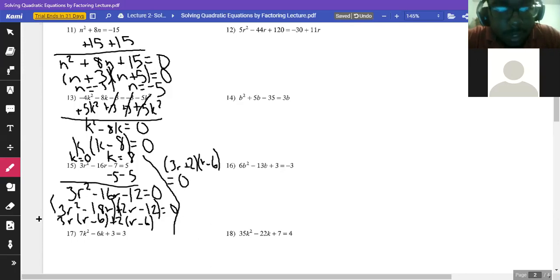And then last but not least, I want to set each of those factors equal to 0. So setting 3r plus 2 equal to 0 and r minus 6 equal to 0, I get either 3r equals negative 2, so r is equal to negative 2/3, or r is equal to 6.